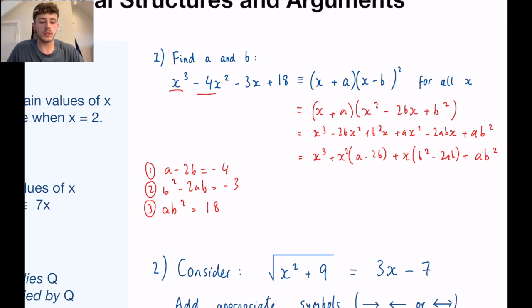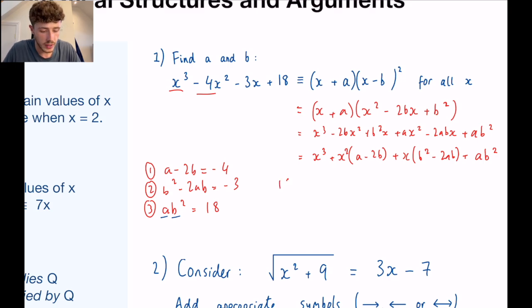Another trick that is one of those things that as you do the A-level course, little time savers like this will help you a hell of a lot. Number 3, the equation number 3, I recognised that this is effectively 2 things multiplied together, an a and a b squared, which make 18.